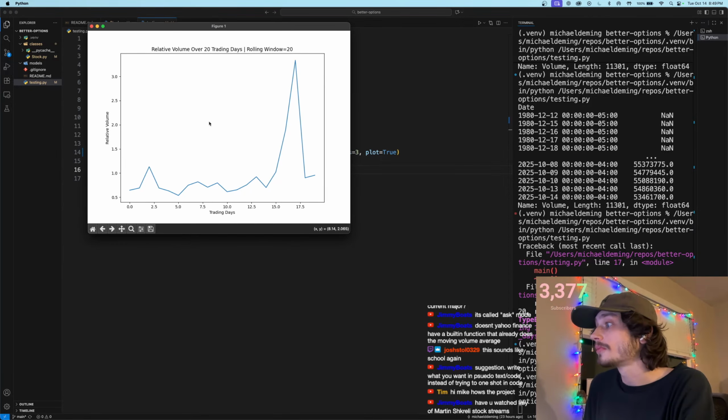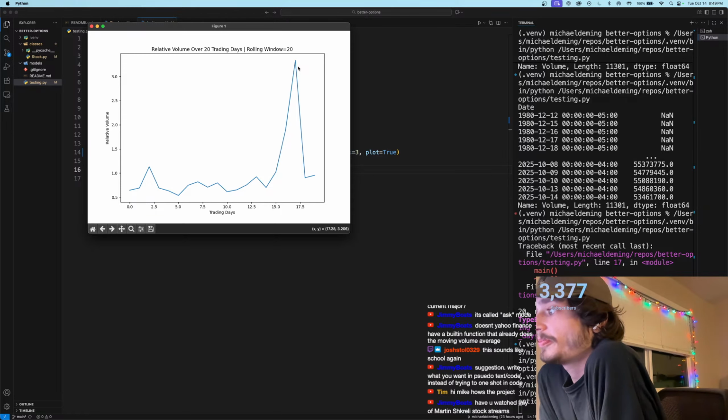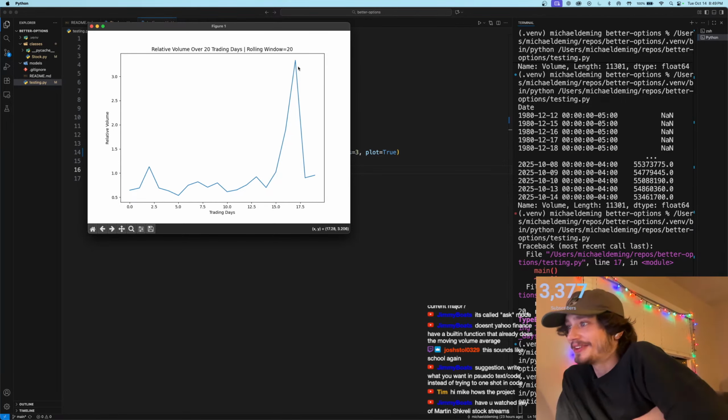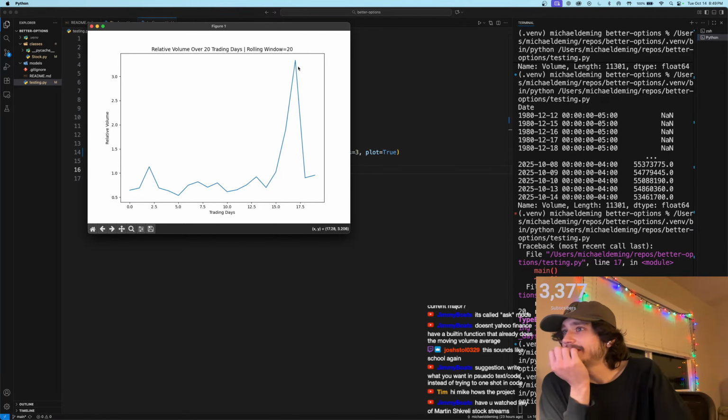Okay. Cool. So that gives us the relative volume over the past 15 or 20 trading days, right? Nice. With a rolling window of 20. So we see we get this huge spike recently. No, not recently. Recently would be at the 0, right? So about 20 days ago, we got a huge spike in relative volume. Is that what that's saying?